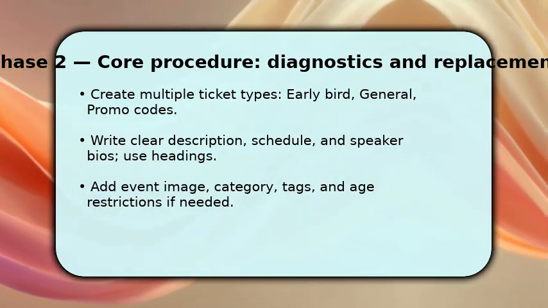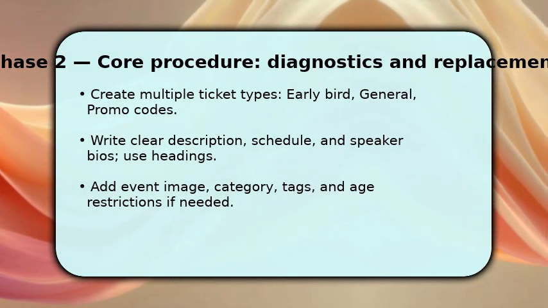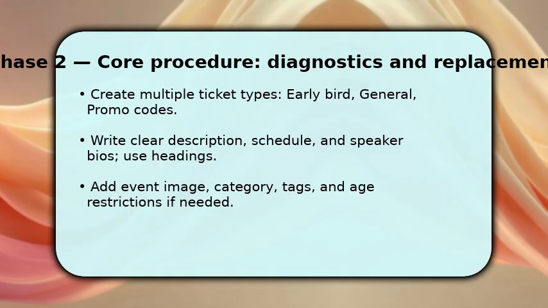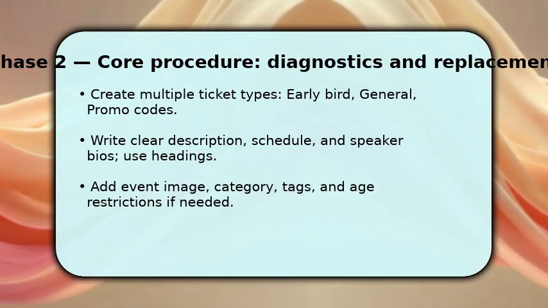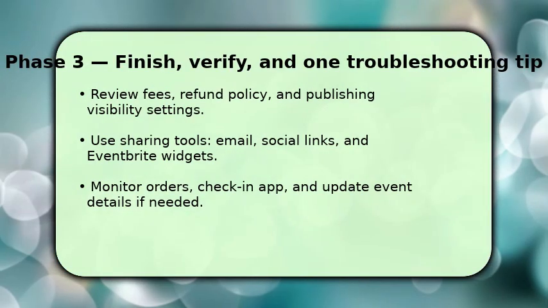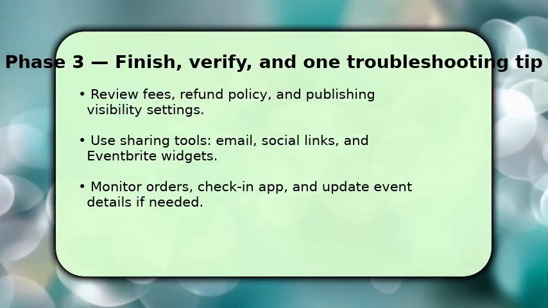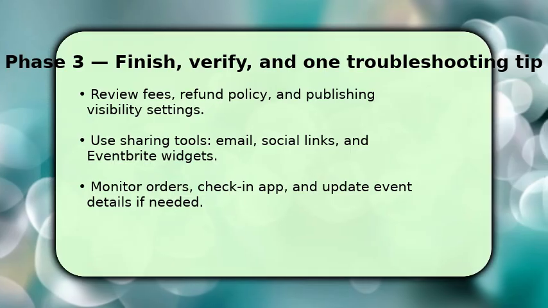Upload a banner image sized for Eventbrite, pick category and tags to improve discoverability, and set age limits or accessibility notes. Make sure capacity and sales dates align with venue and promotion plans. Finalize by reviewing fees, refund policy, and whether the event is public or hidden. This affects search and SEO.